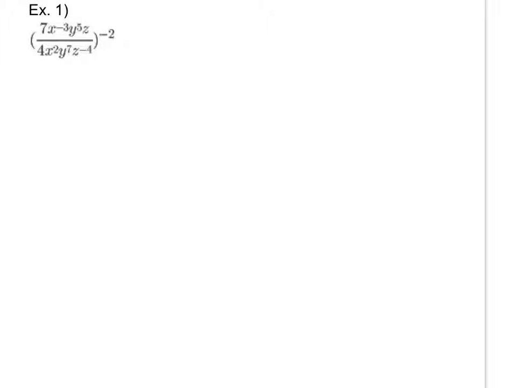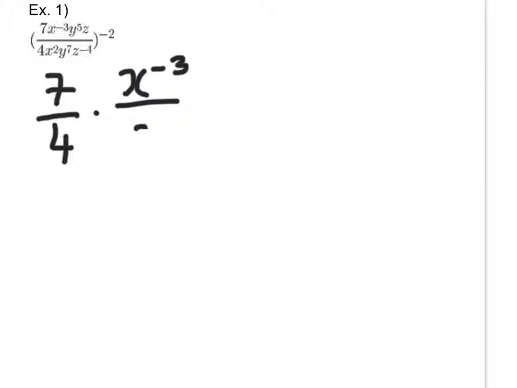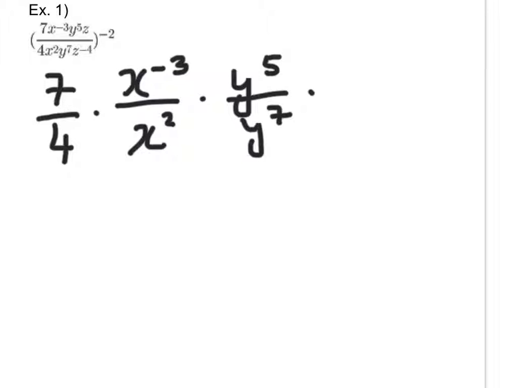So, what we have, I'm going to break it up into little pieces. What we have is, the number over the number is 7 over 4. The dot represents multiplication, because these are all multiplications. We have x to the -3 over x to the 2. We have y to the 5 over y to the 7. And we have z over z to the -4. Okay, so all I've done is I've just pieced together all the different variables, put them together with the like variable. We're going to simplify those and then put them back together again.